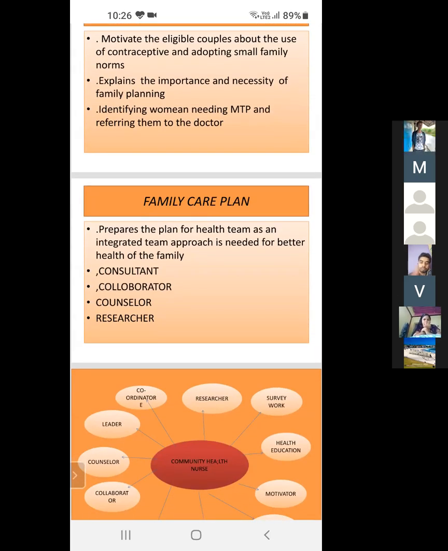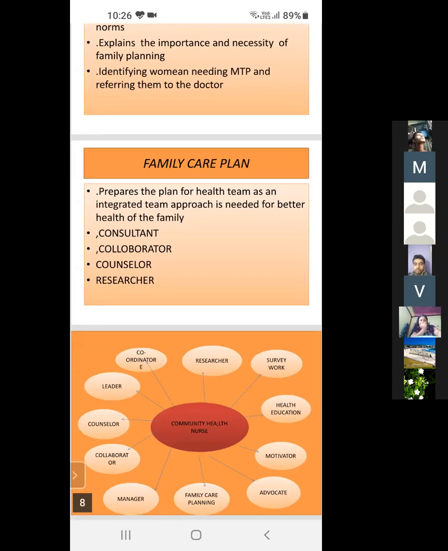Next one is the family care plan. Prepare the plan for the health team, as an integrated team approach is needed for better health of the family. It means a consultant, collaborator, counselor, researcher. As a consultant, whatever is happening, we can do the work, and as a collaborator and counselor and a researcher. That is the family care plan.